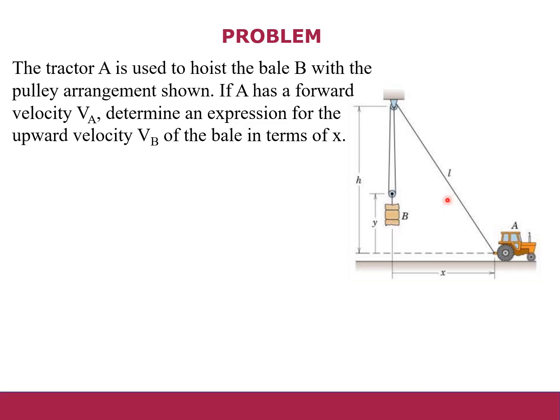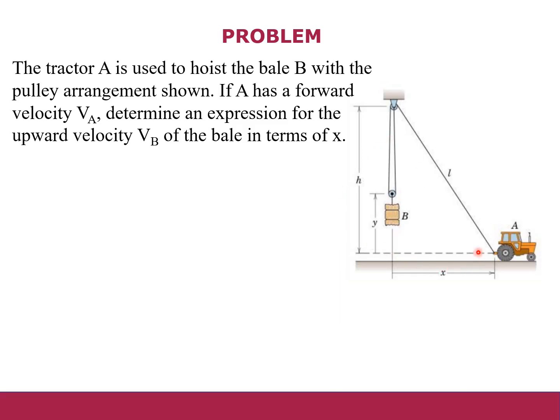So let's solve another problem. We have a tractor at A and we have another body at B, and when this tractor moves in the forward direction, this body moves in the upward direction, right? So this is our pulley arrangement and the cable, and we have to determine an expression for the upward velocity of B in terms of x, right?